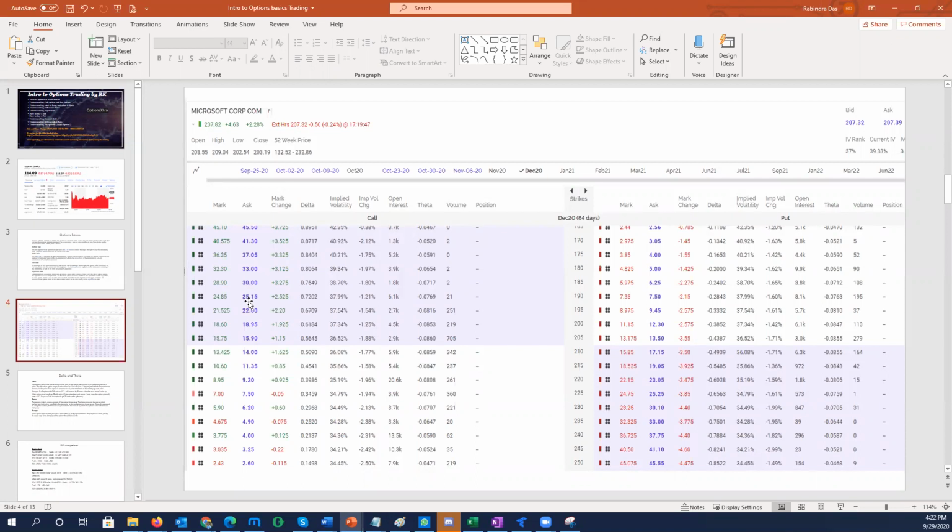Suppose Microsoft moves $10. So 10 times 0.7 is $7, so this becomes $32. But it depends on how much. So basically it becomes $1.70 with the delta. Delta refers to your move, like how much the stock is moving. For every dollar, that's what it's telling.